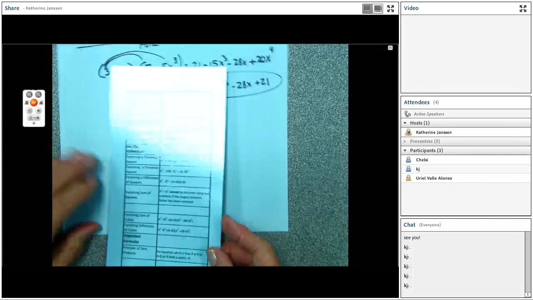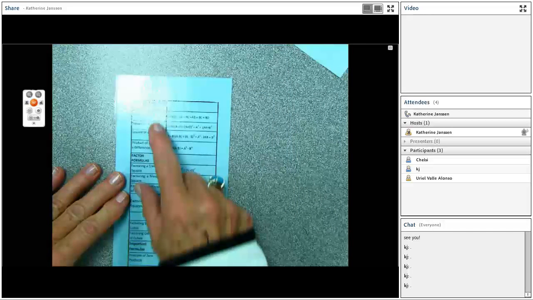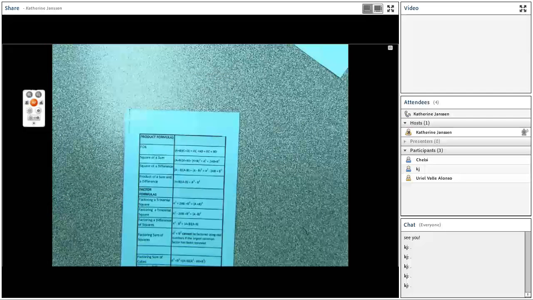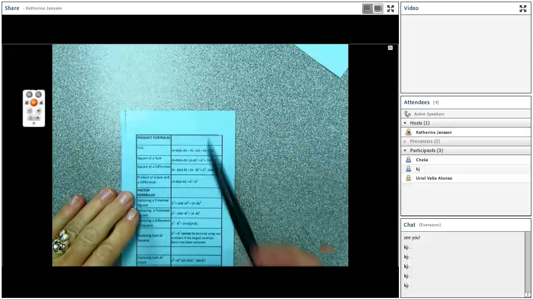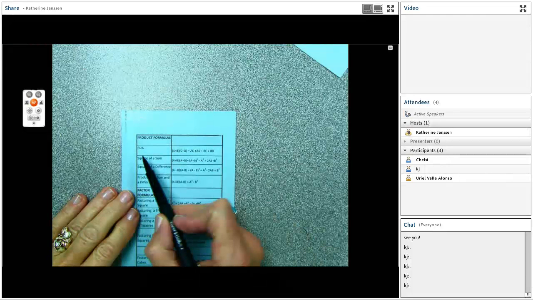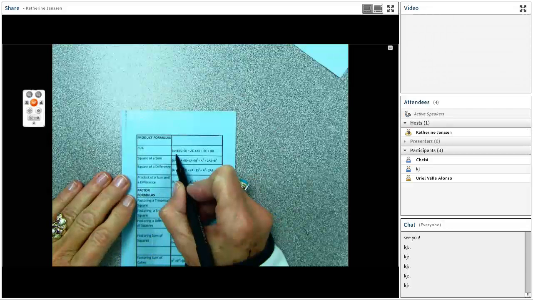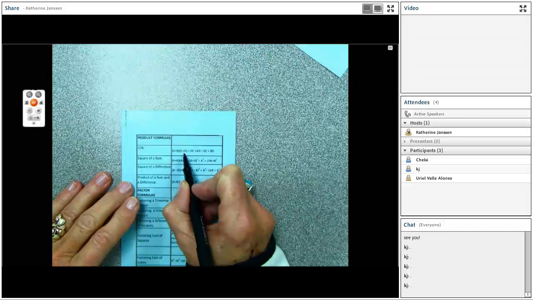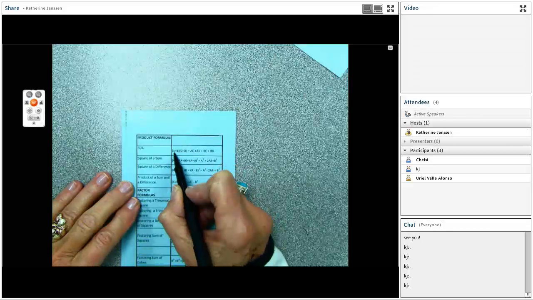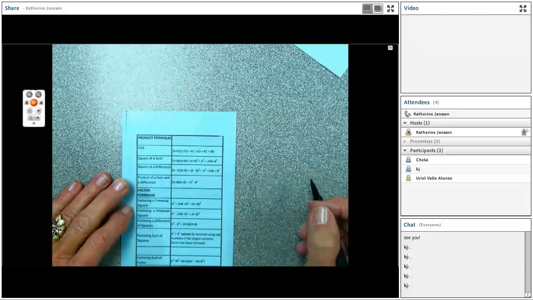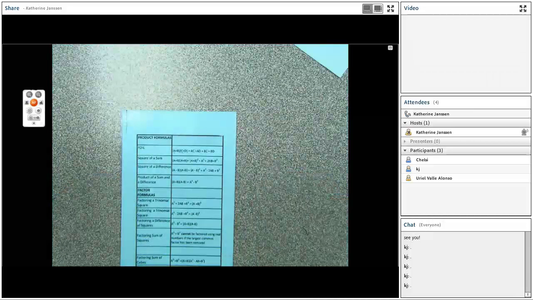We want to look at our product formulas. And on the top of that side of your blue card, right away is FOIL. So our special product rules for binomials. And we have our form pattern. We have a binomial times a binomial. Notice that the first two terms are not the same, and the last two terms are not the same. So we can use FOIL on any binomial times another binomial.